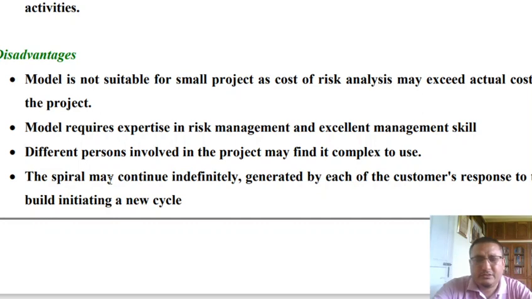In some situations, the spiral model may be quite difficult to use, but it has the best of the properties of all the other models that we discussed till now. So this ends the second chapter of software engineering. In the next class, we'll start with the third chapter of software engineering, that is requirement analysis and specification.